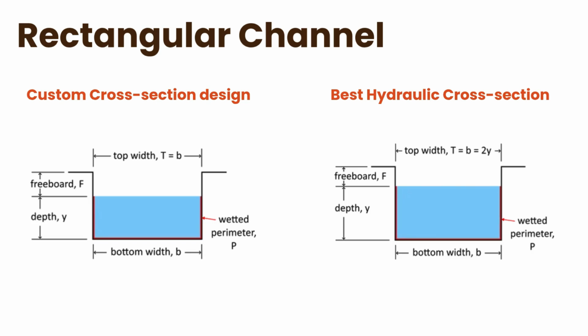Rectangular channels are probably the easiest to understand. They have a flat bottom and vertical sides, making them simple to design, build, and calculate. They're commonly used in laboratory flumes, urban drains, and irrigation ditches, especially when flow conditions are controlled and consistent. They're ideal when you want straightforward construction, and land space or materials are not a major issue.